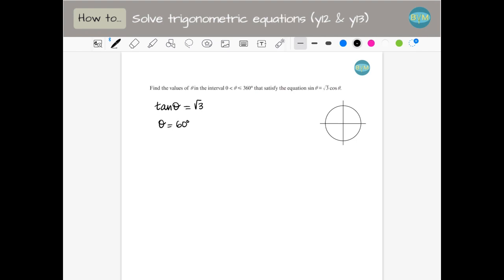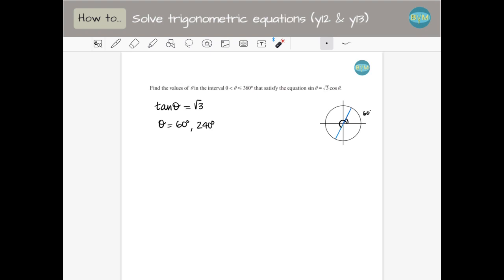In the calculator, or if you remember. That's the first answer, that's here. So this is my 60 degrees. Remember, the tan is really the gradient of this line. So I need one other angle with the same gradient. That other angle is going to be this one here, and that angle is 180 plus 60. So my next answer is going to be 240 degrees. And if I carry on going around, my answers will be greater than 360.